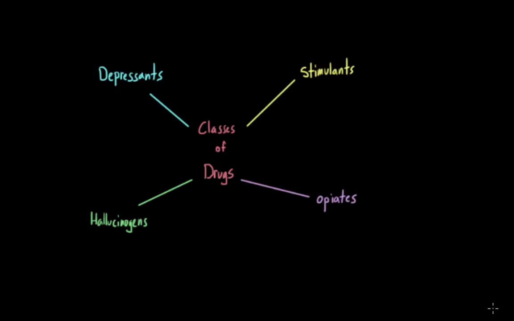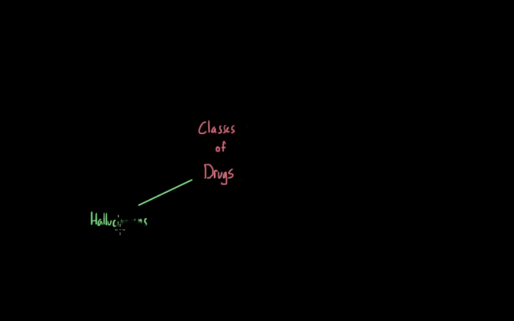In a previous video, we talked about different classes of drugs: depressants, stimulants, hallucinogens, and opiates. But there are other ways that we can categorize drugs as well. Another way that we could classify drugs would be by their risk, by their potential for addiction. And I think we all naturally have ideas about which drugs are more dangerous than others.